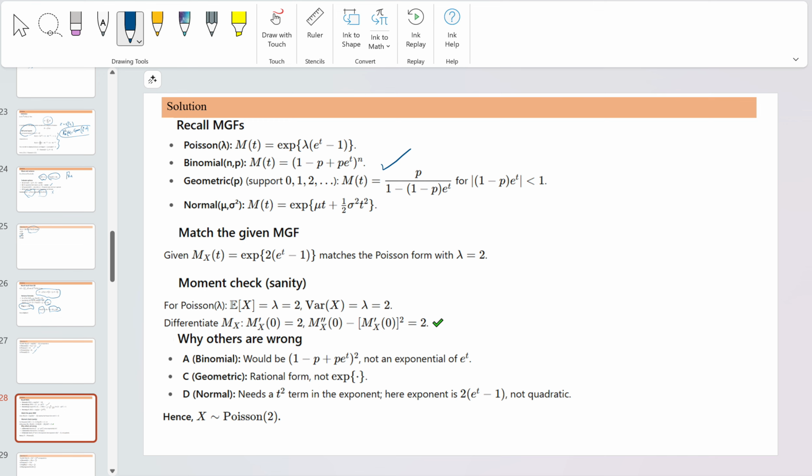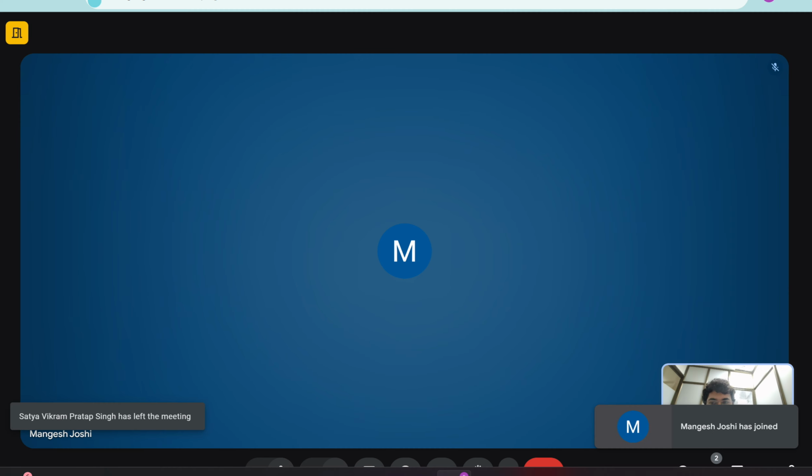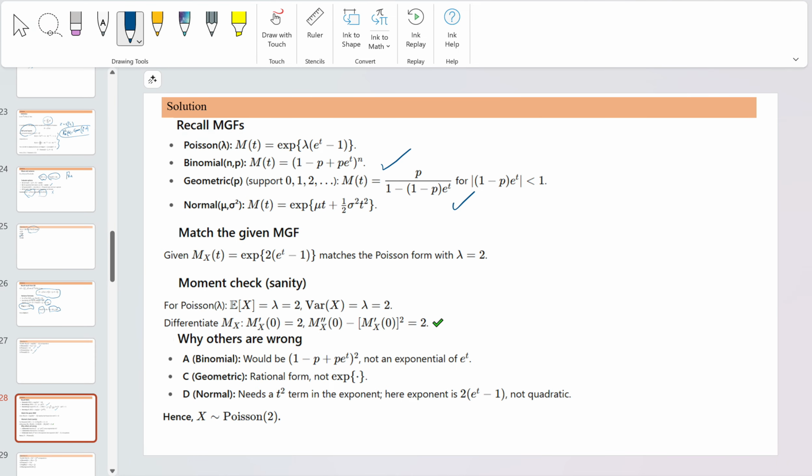And when you see the binomial, it is simply (1 minus p plus p e^t) to the power n. The geometric is similar, but it has a denominator, that is p e^t over 1 minus (1 minus p) e^t. When you check it with the Poisson distribution, the expectation of X is lambda equal to 2 and the variance is equal to 2, that is actually matching.